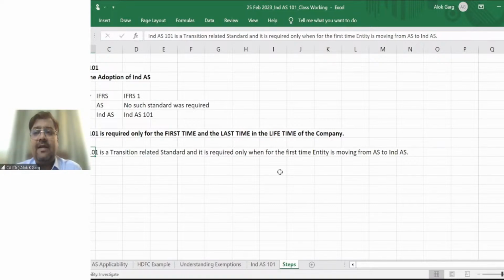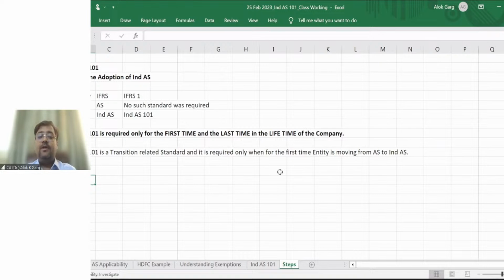So the interviewer will ask why Ind AS is applicable to this company. Tell me. First of all, you should understand the implementation roadmap, which I have already taken with all of you in the first session. Let's discuss the applicability of Ind AS quickly, then we will move further.